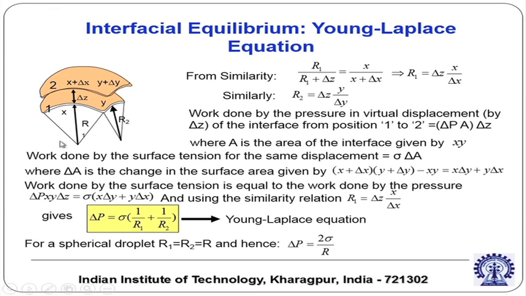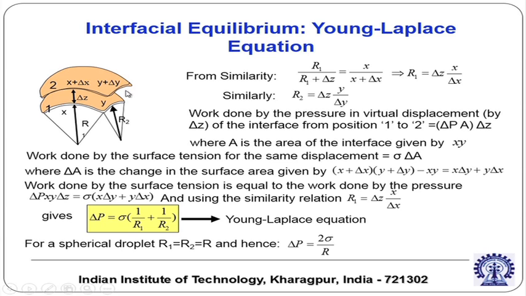Now, because of a pressure difference between the inside and the outside, there is a change in the area of the membrane and there is a displacement also of the membrane. So, how is that possible?